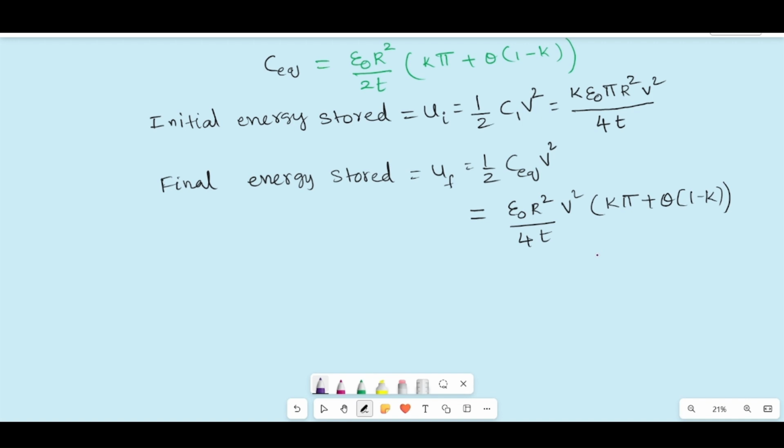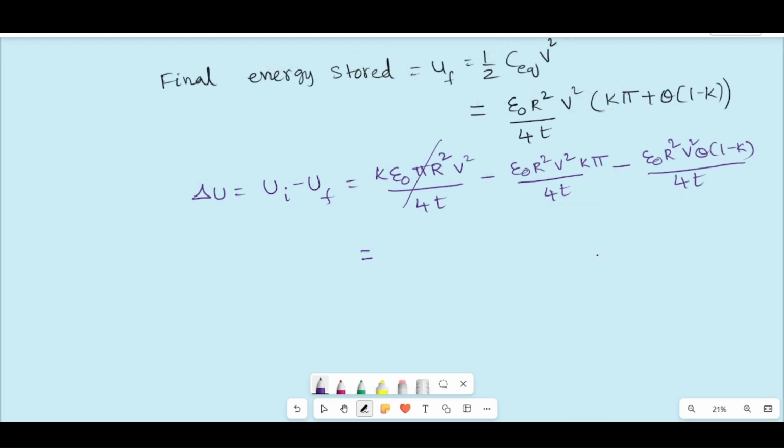We got the change in potential energy. We take delta U equal to U initial minus U final. After substituting U initial and U final, the first term cancels, and what remains is minus epsilon naught r square V square theta into (1 minus K) by 4t, that is delta U. So delta U is equal to epsilon naught r square V square theta into (K minus 1) by 4t, with the sign adjusted for the minus of (1 minus K).